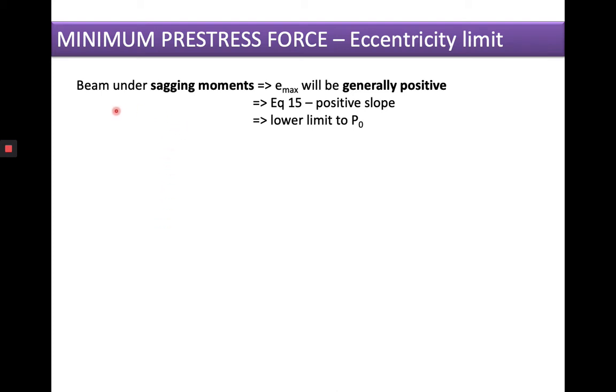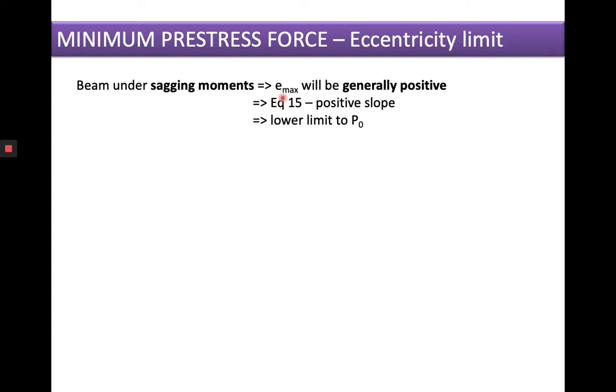So for example, if we have a beam under sagging moments, we can see here that the E max value will generally be positive. So please do remember, whenever we are mentioning the eccentricity, it means that we are referring to the location of the tendon.